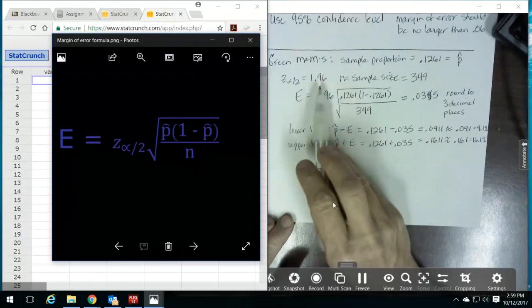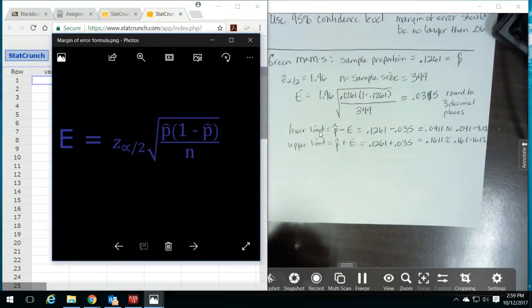Okay, so that would be for my green M&Ms. To do my other ones, I would just go back and I'd have the same Z alpha over 2, the same sample size, so the same N. The only thing that would change for the other colors would be my sample proportions.